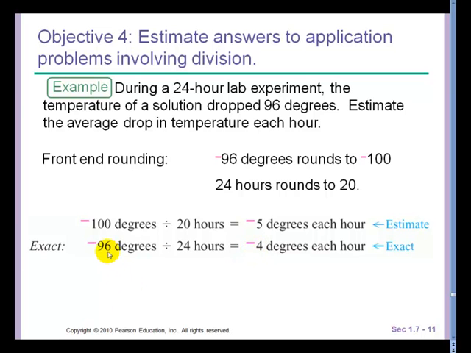In that case, I know I need 4 times something that will give me a 6, and 4 times 4 is 16, so that would be why I would start with that, and it is correct. So our exact answer is negative 4 degrees each hour.